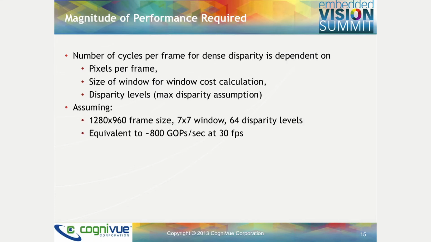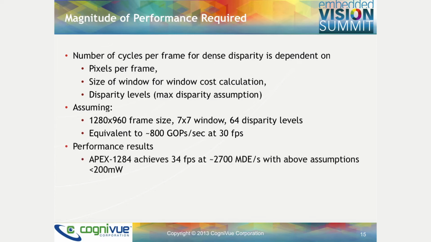So let's assume that it's a megapixel frame, 7 by 7 window. It sounds like an odd size, but it's a size you see fairly often, and often they're odd size frames. And we'll go for 64 disparity levels. So this is actually quite heavy. Just brute force, if you add up all the operations that are necessary to achieve 30 frames per second, you're at around 800 billion operations per second. So it's really heavy-duty computational complexity.